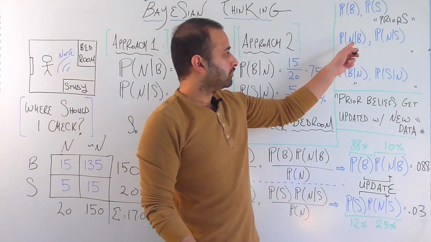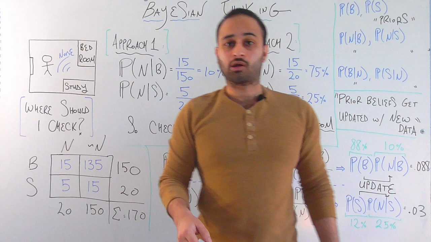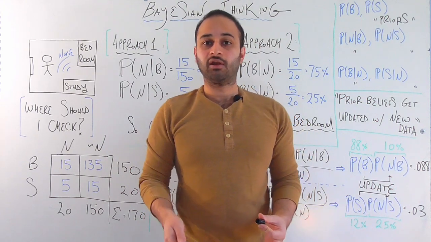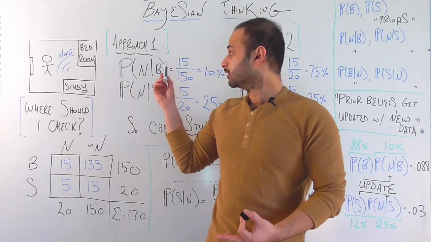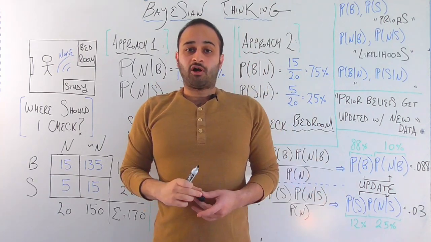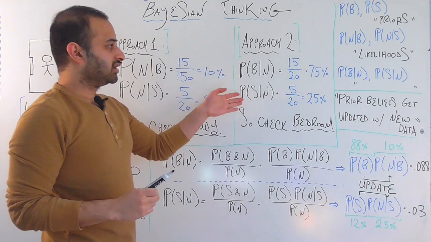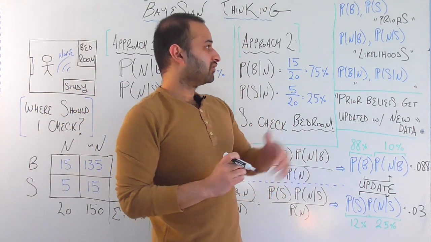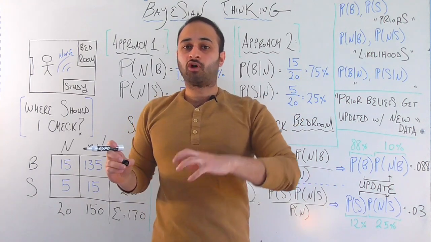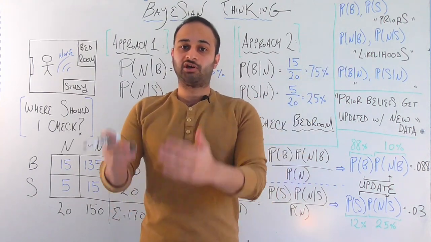Probability of N given B and probability of N given S, which were the first ones we computed over here, are called likelihoods. So this is saying, what is the likelihood of seeing this data in the real world if this unknown thing is true. And finally, the probabilities we computed in approach number two, which were probability of B given N and probability of S given N, are called posteriors, which means that given that I have my prior, after I incorporate information about the real world, which is likelihoods, this is my posterior probability.